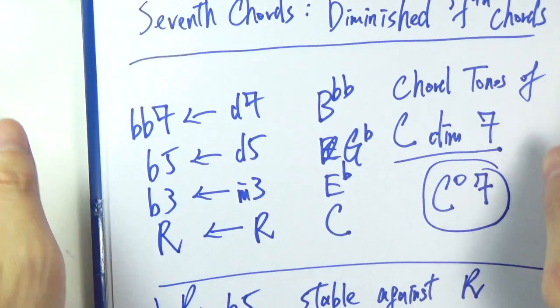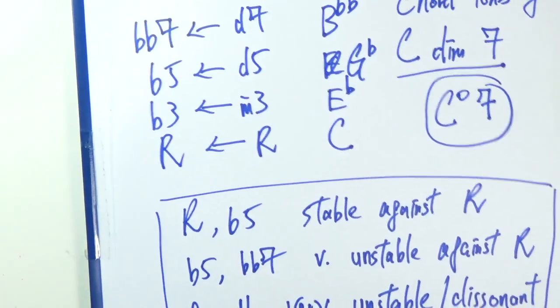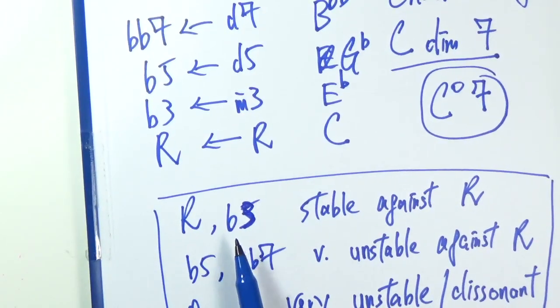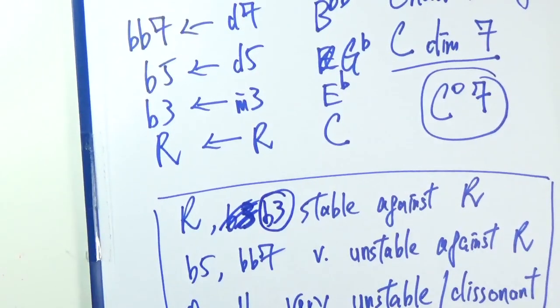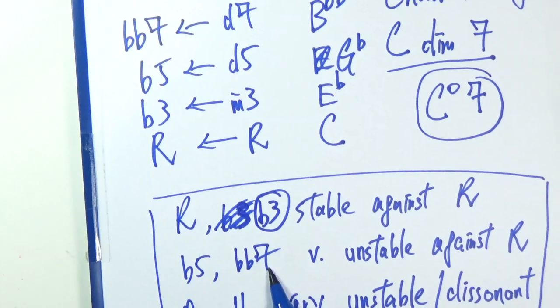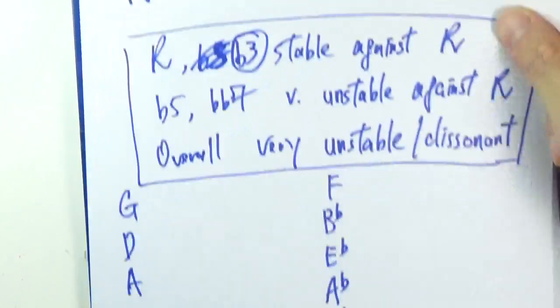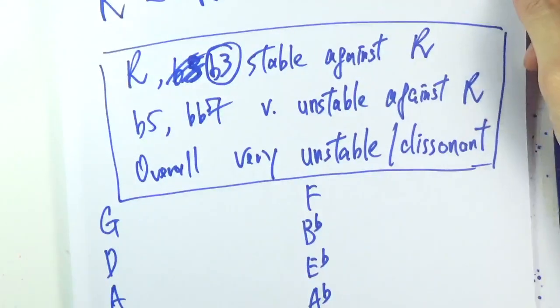So, this chord is very dissonant sounding. The root and flat 3 are relatively stable, so let me write that here again. They are quite stable against the root, but the flat 5 and the diminished 7 make it really unstable here. So these two are some of the most dissonant intervals you can find in the universe. So overall, it's a very dissonant sounding chord.